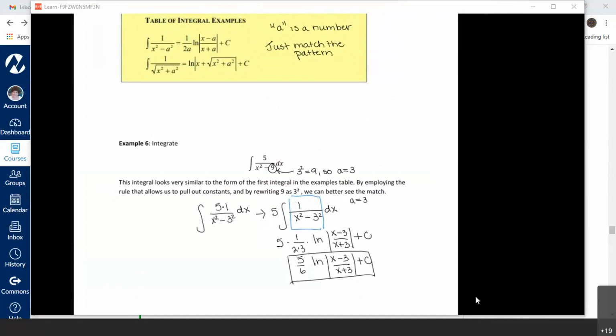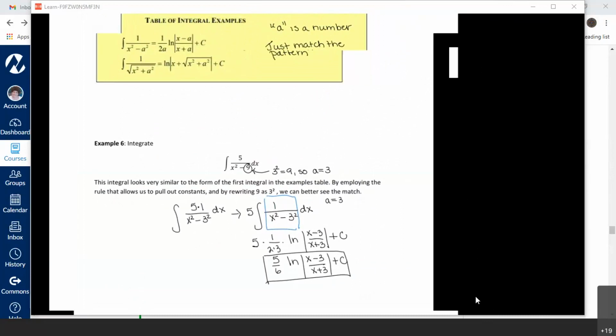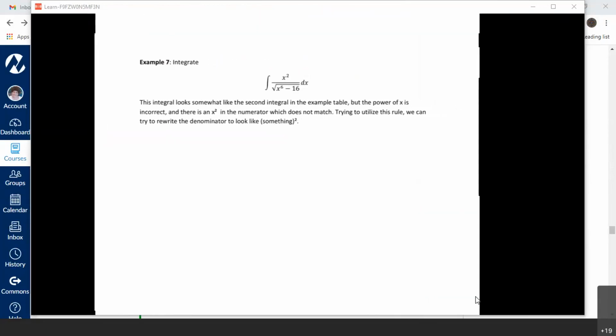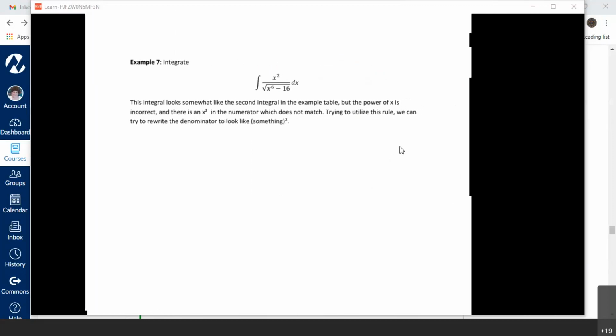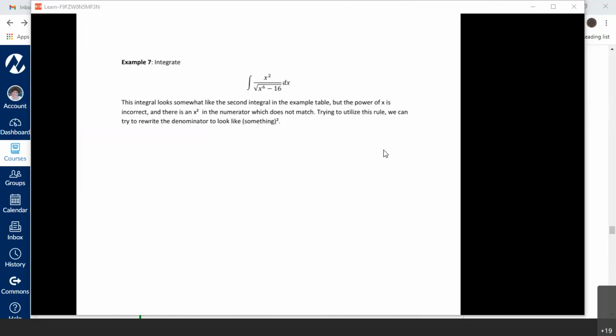Just one more that's slightly more complicated, and I'll show you how this works. Well, I'm looking at this and I'm seeing a square root here. But the powers are wrong. There's an x squared in the numerator. That doesn't match. But I'm aiming for this rule right here. So how do I fix things? I'm going to try to rewrite the denominator to look like something squared.